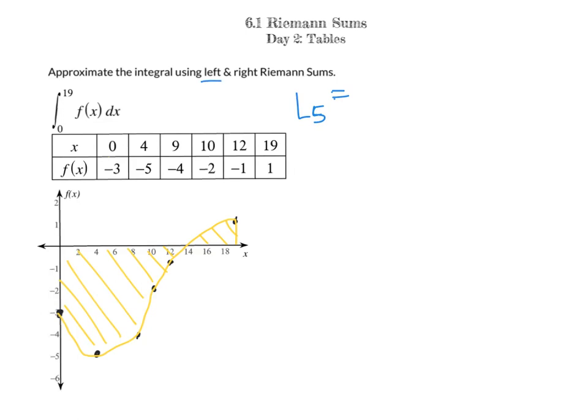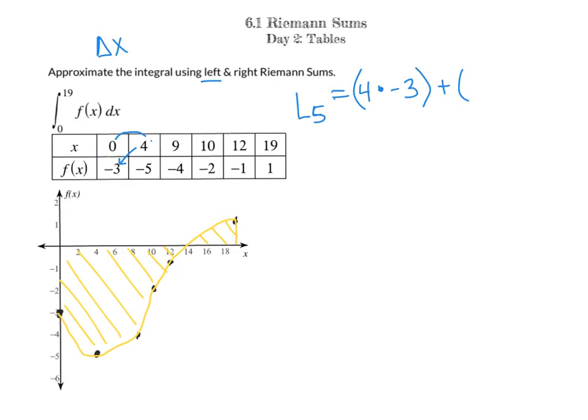So we want to look at the distance, our delta x, right? The distance between 0 and 4. Again, I keep saying delta x, delta is just a triangle. It just means the distance in between or the difference. And so our delta x here is 4. That's our base length of that first rectangle. And then we want to use the height from the left. So we're going to use a height of -3, and that's our first rectangle.